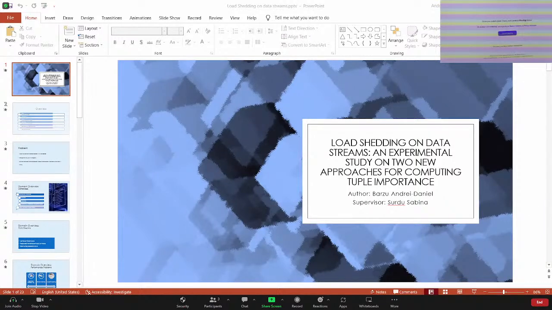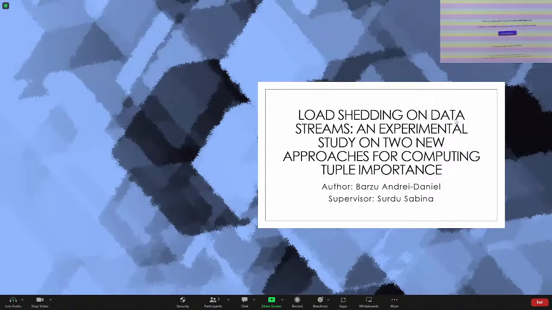Okay, cool. Let me minimize this. My name is Barz Andrei, and today I'm going to present to you two new approaches for computing tuple importance in the context of load shaping for data streams.